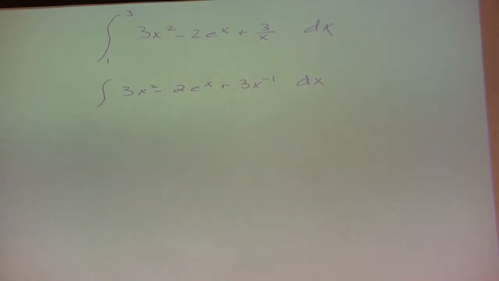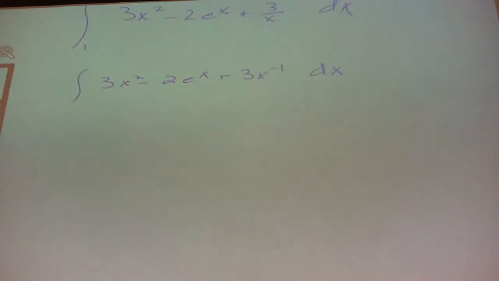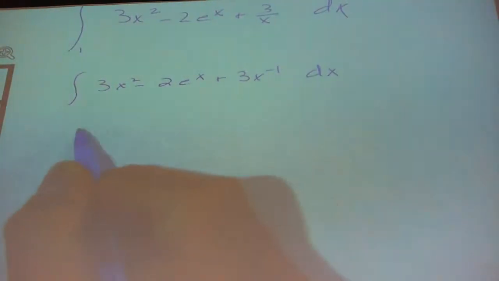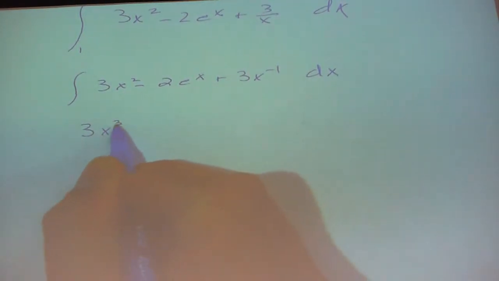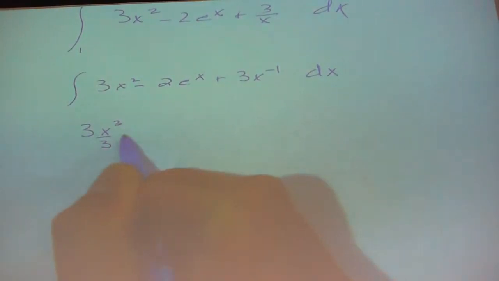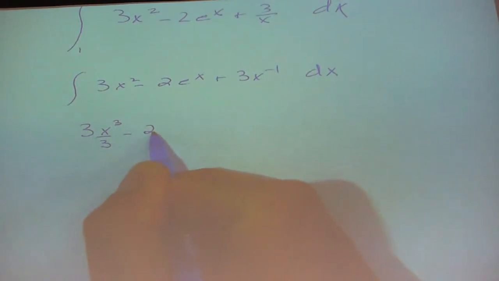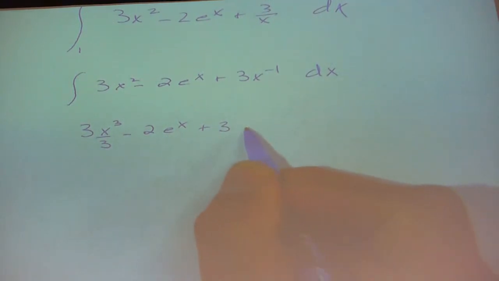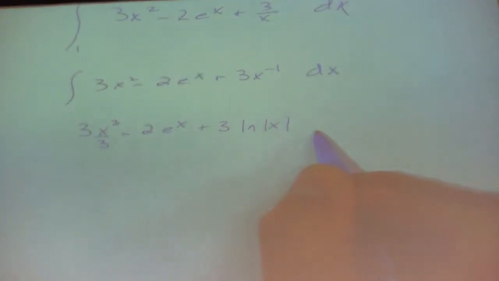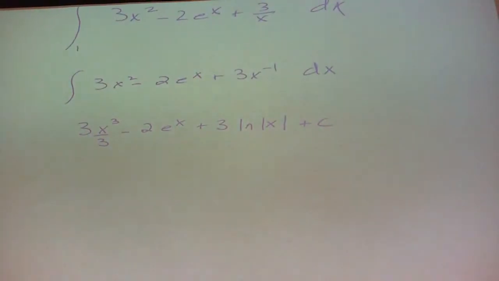All right, let's take the integral, okay? When you take the integral, the 3 stays in front. What's the integral of x squared? x cubed over 3. The 2 stays in front. What's the integral of e to the x? The 3 stays in front. What's the integral of x to the negative 1? ln absolute value of x. And then every integral always has a plus c.